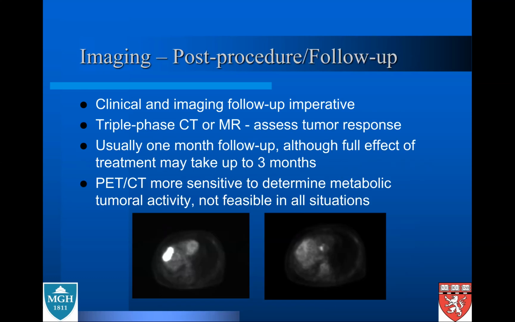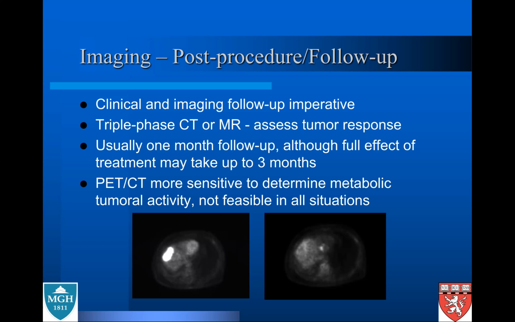I usually get imaging about 4 to 6 weeks after Y-90, although some people wait 3 months because the radiation does take some time to have a full effect. I like to see patients sooner. I do it also in the same time frame as ablation and TACE. And really you're assessing patients' side effects, how well they did with things, and then the tumor efficacy.